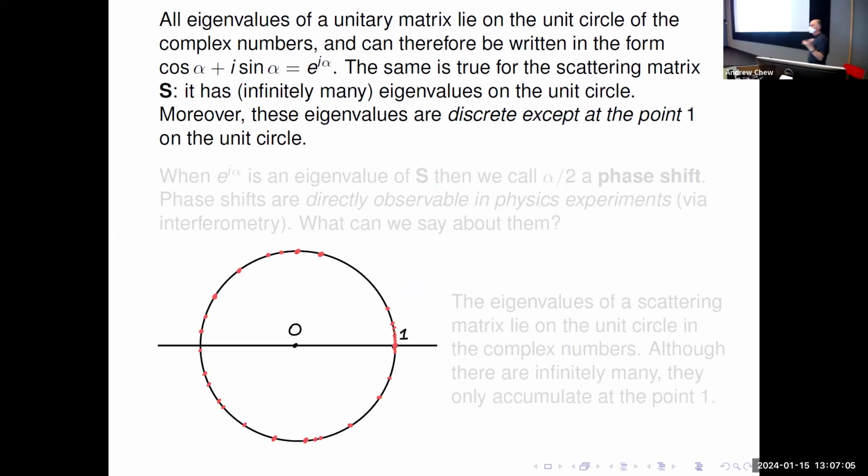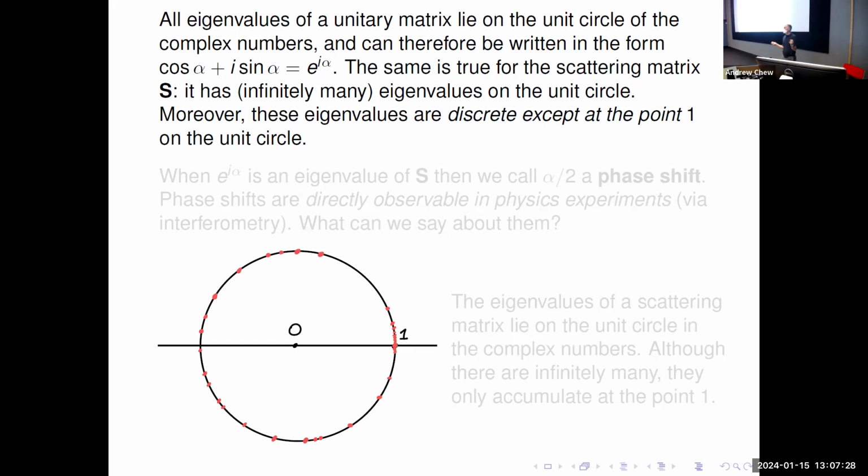So that is a general fact about unitary matrices or even unitary operators. Their eigenvalues always lie on the unit circle. And that's a very powerful property. So they always have the form e to the i alpha for some real alpha. And this is even true for the scattering matrix S that we just talked about.